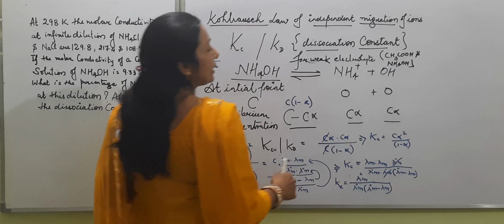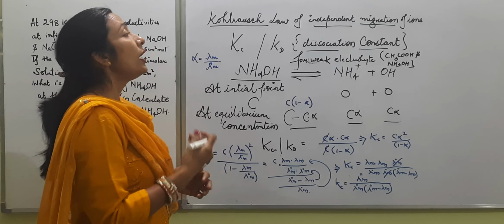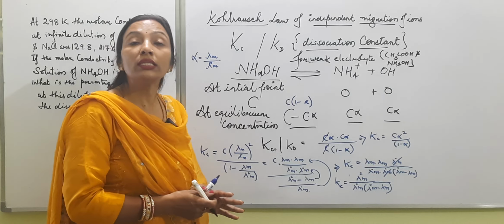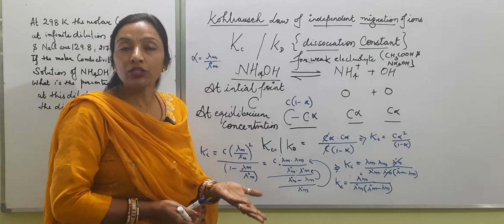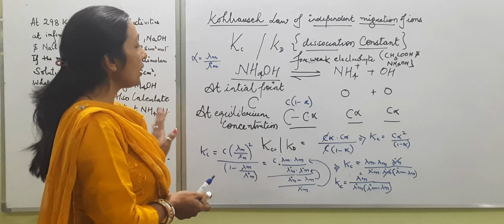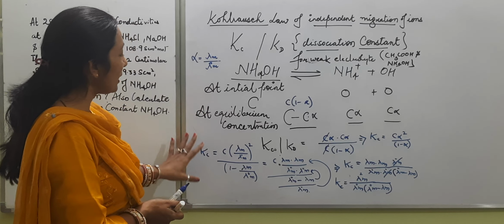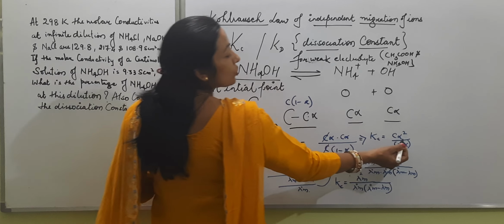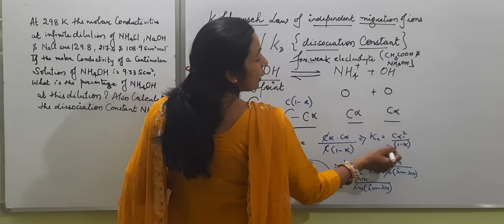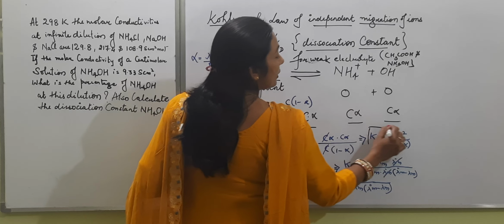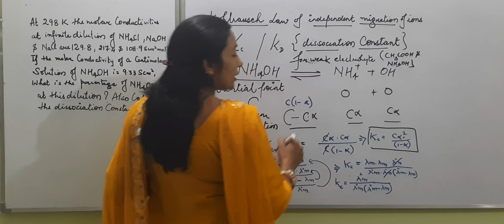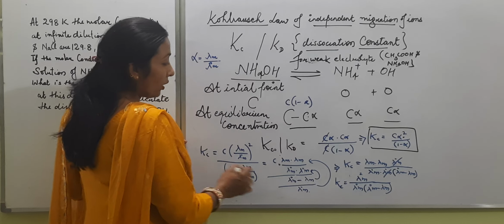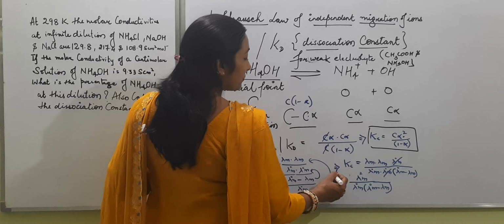These are the weak acid, and we can find out the dissociation constant with the help of degree of dissociation. So let's see. यहाँ मैंने relation लिख दिया. What is the final relation between dissociation, degree of dissociation and dissociation constant?